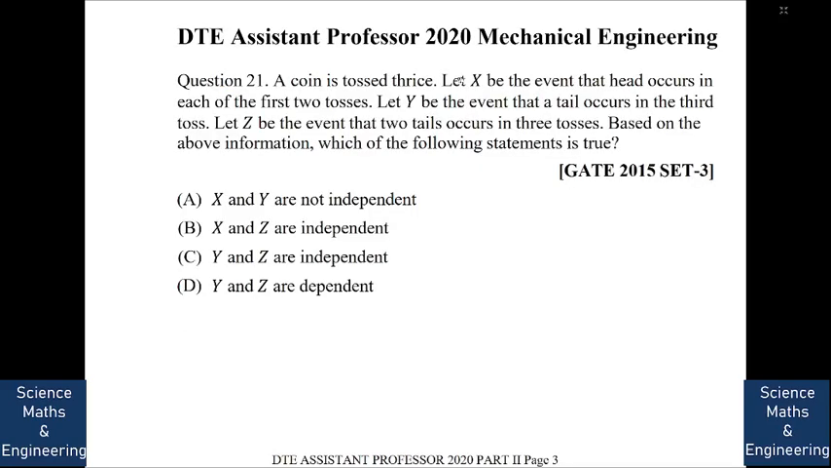So let's get started. A coin is tossed thrice. Let X be the event that head occurs in each of the first two tosses. Let Y be the event that a tail occurs in the third toss. Let Z be the event that two tails occur in three tosses. Based on the above information, which of the following statements is true? A. X and Y are not independent. B. X and Z are independent. C. Y and Z are independent. Or D. Y and Z are dependent.